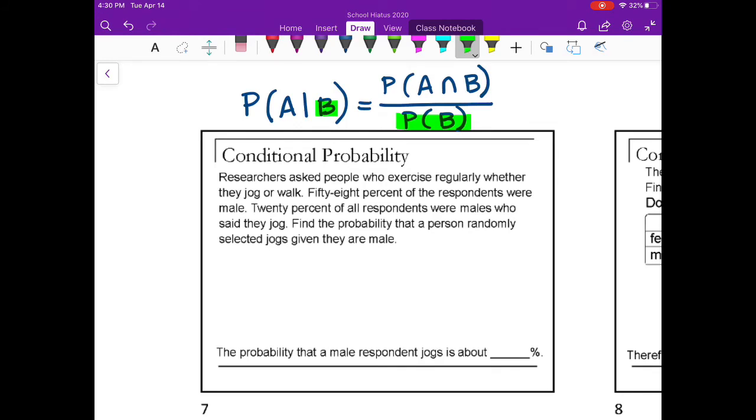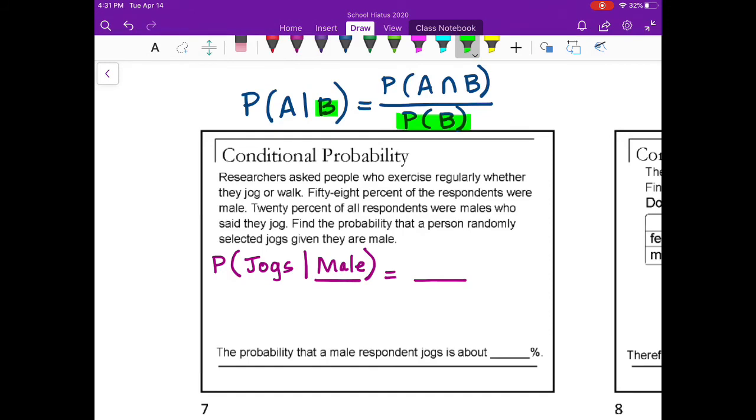It says researchers asked people who exercise regularly whether they jog or walk. 58% of the respondents were male, 20% of all respondents were males who said they jog. Find the probability that a person randomly selected jogs given that they are male. So we are looking for the probability that a person jogs given that they are male. So the condition that we're looking for is male. So we want to find the probability that a respondent is male and that will be the denominator.